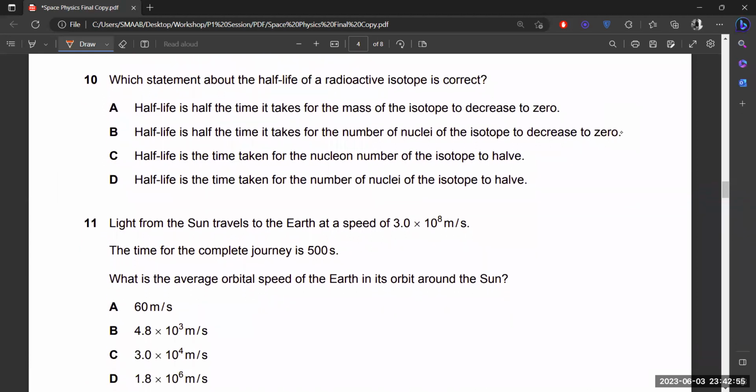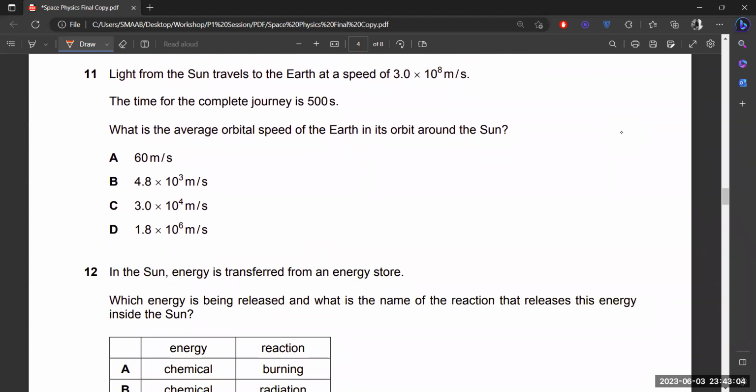Question number 10 is also related to nuclear, which we already solved because that is the definition of half-life. Question number 11: light from the sun travels to the earth at a speed of 3 exponent 8. This is the speed, and this journey takes almost 500 seconds. This is the time. What is the average orbital speed of the earth in its orbit around the sun? So we need to calculate the orbital speed, that is v, right? You remember the formula of the orbital speed, that is 2 pi r over t. So let's try to solve by using that formula.